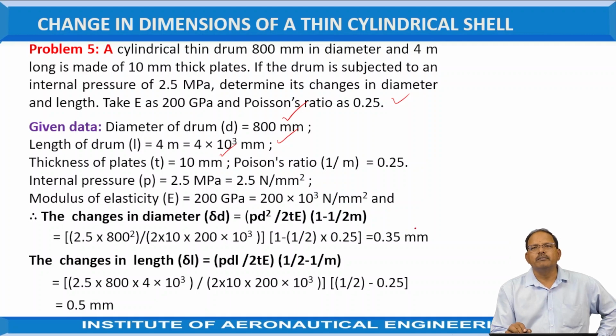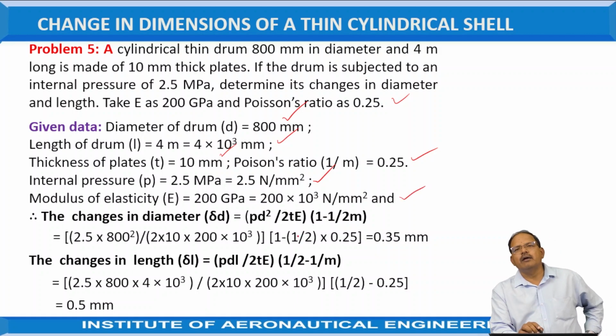Poisson ratio is equal to 1 by m, generally represented, its value is equal to 0.25. The internal pressure of the fluid is P equal to 2.5 megapascal, which can be written as 2.5 Newton per mm square. The modulus of elasticity is given as 200 gigapascal, which is equal to 200 into 10 to the power of 3 Newton per mm square.